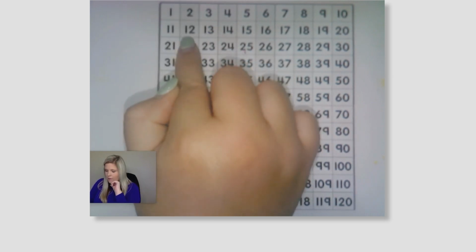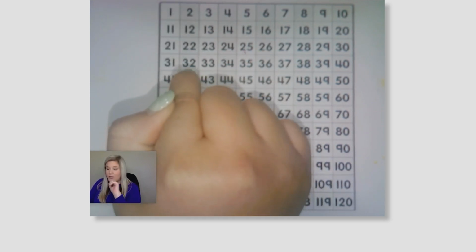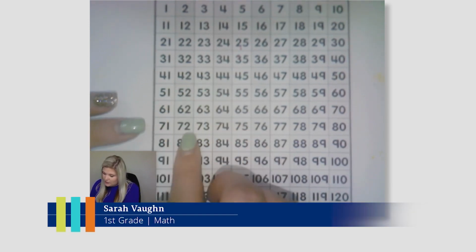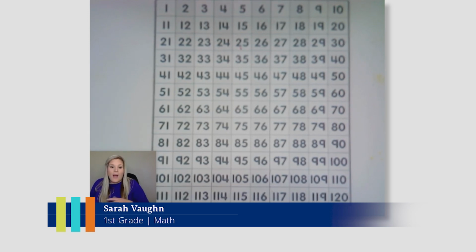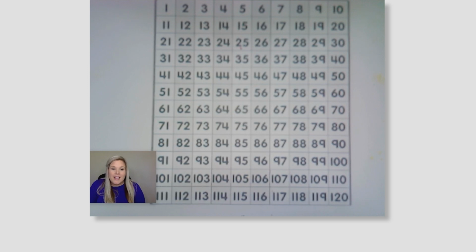2, 12, 22, 32, 42, 52, 62, 72, 82, 92, 102, 112. What happened to the number in the tens place? You are so right. If you are thinking that the number in the tens place increased or went up by 1, then you are right.